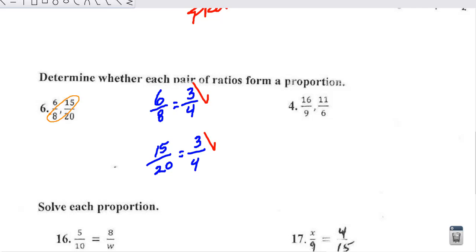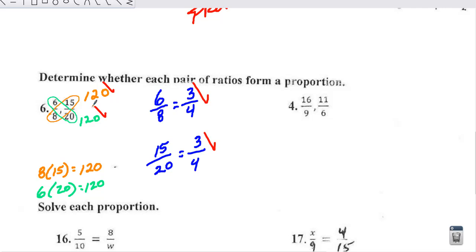the 8 and the 15. So we're going to multiply 15 times 8. So 8 times 15 equals 120. This has a product of 120. Then we're going to do the same thing with the 6 and the 20. So we're going to multiply 6 by 20. So 6 times 20, and that also equals 120. And since those are the same, we know this is truly a proportion.